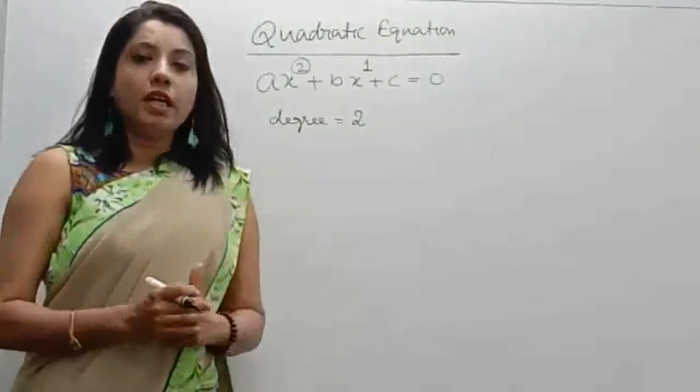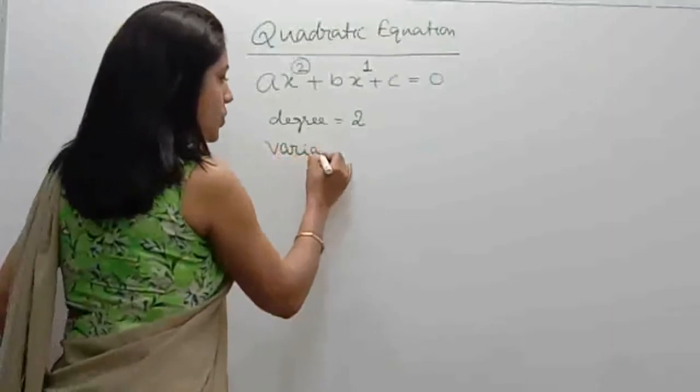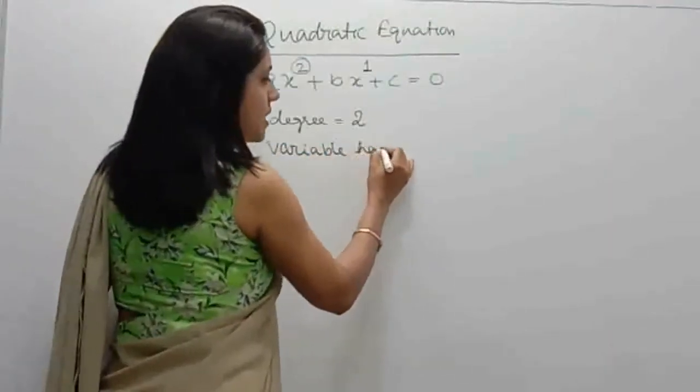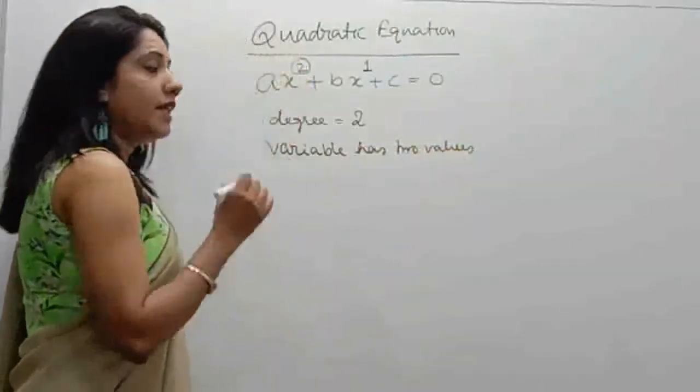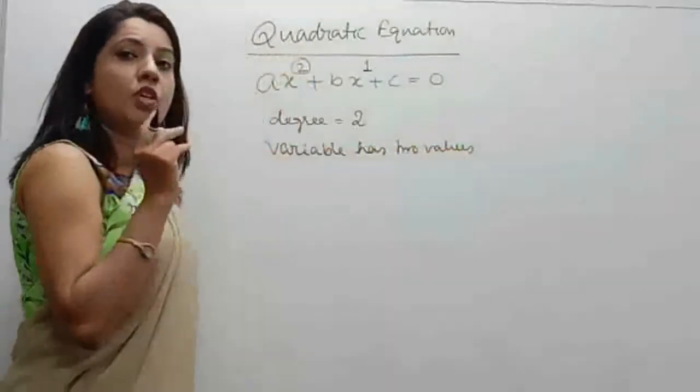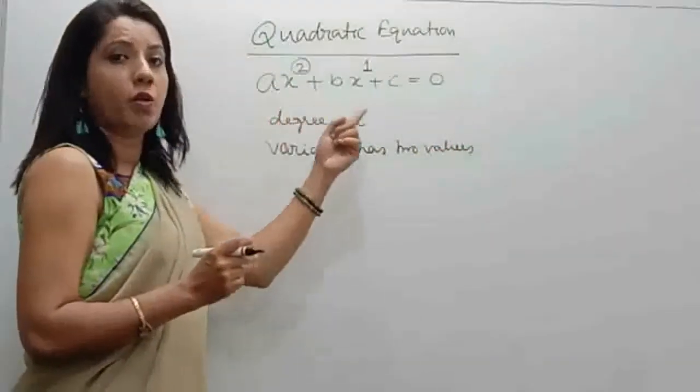Now in a quadratic equation, the variable always has two values. What do you understand by two values? That means the variable will have two possible values which will satisfy this equation.